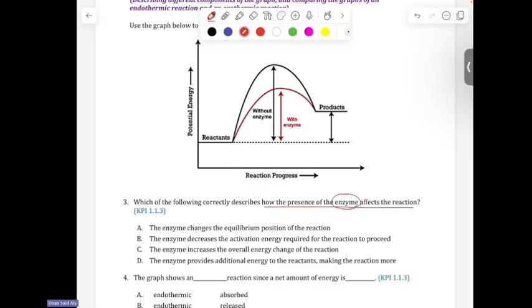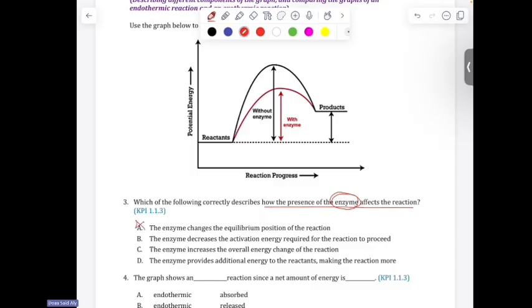So they are mainly asking about the effect of the enzymes. Okay? In this question, you have to read the 4 choices. You have enough time. You have 2 hours. So please read all of the choices carefully. A. The enzyme changes the equilibrium position of the reaction. Of course, it's wrong. Okay?